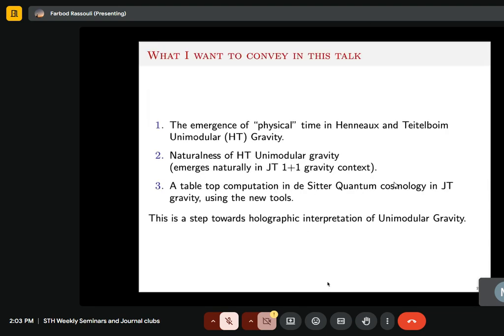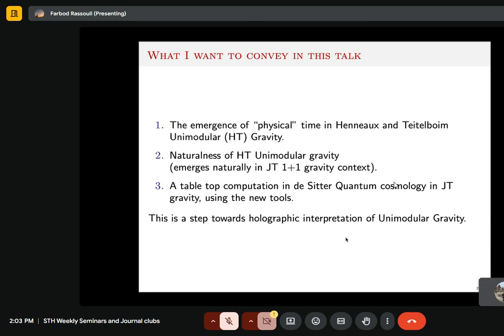So what I want to convey in this talk is three very simple points. The first one: I need to make you understand, in 4D instead of 2D, the emergence of physical time in Henneaux-Teitelboim unimodular gravity. What is unimodular gravity, what is Henneaux-Teitelboim, I need to explain, and what it actually does to GR.